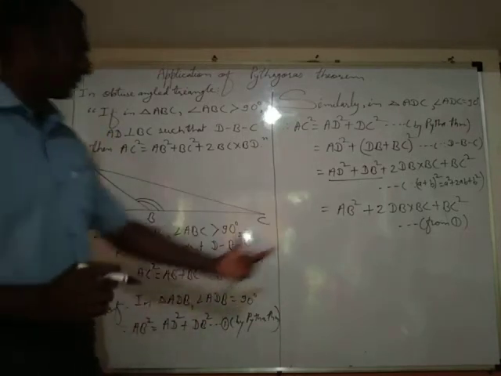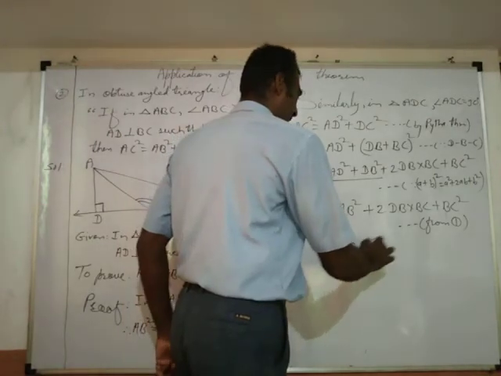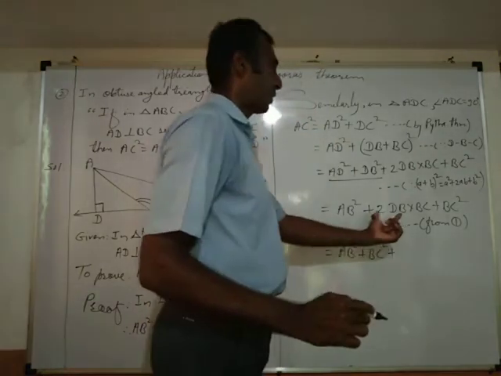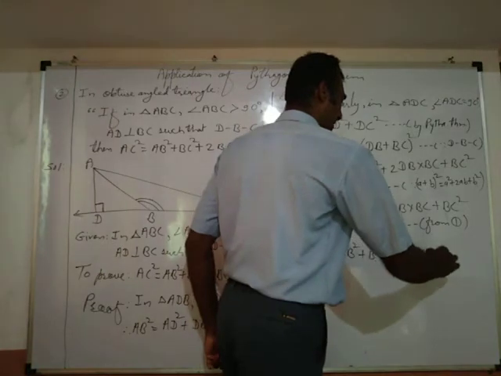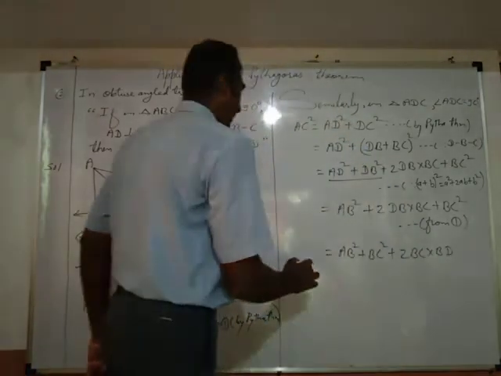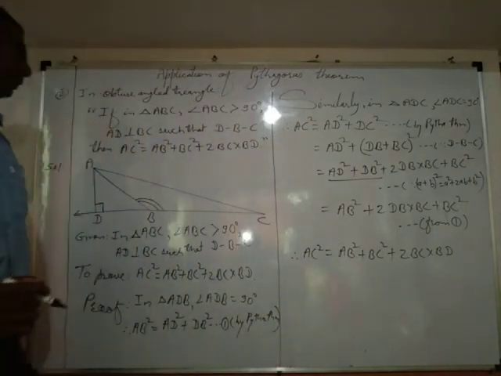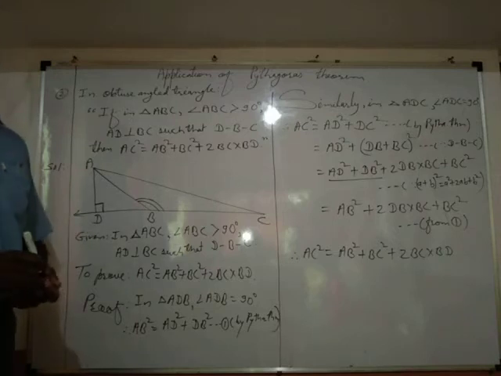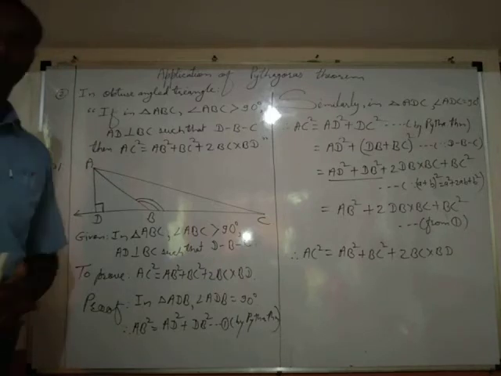Let's rearrange. Right side equals AB square plus BC square plus twice of DB into BC. We can write twice of BC into BD. And therefore AC square equals AB square plus BC square plus twice of BC into BD. This is an application of Pythagoras theorem in a case of obtuse angled triangle.